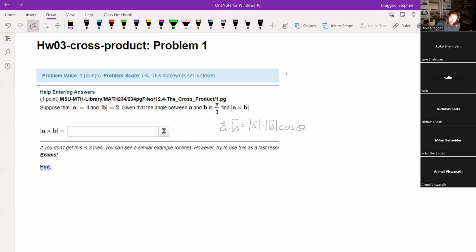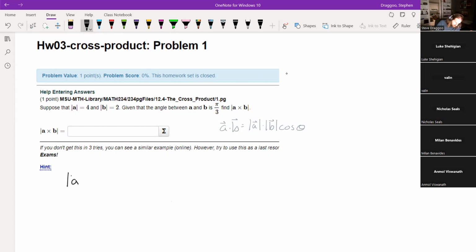So there in gray, I wrote down another formula that might be of interest to us. That is the definition of the dot product. So the dot product, A dot B, is equal to the magnitude of the two vectors multiplied together times the cosine of the angle that's in between them.